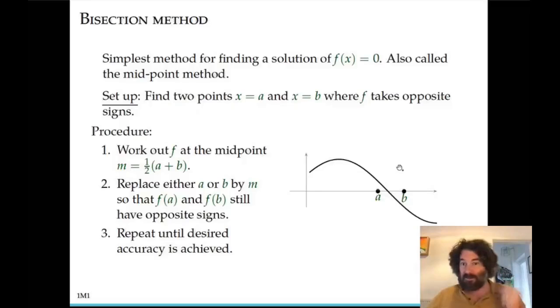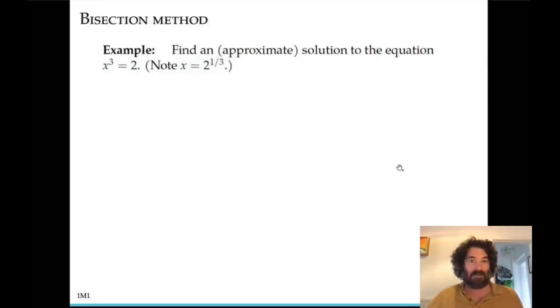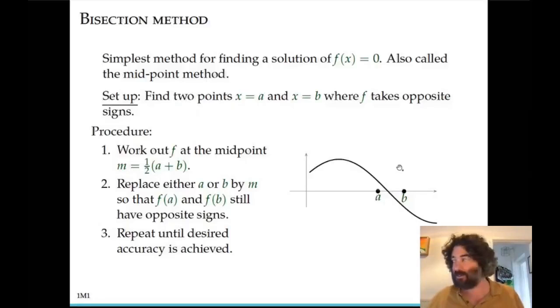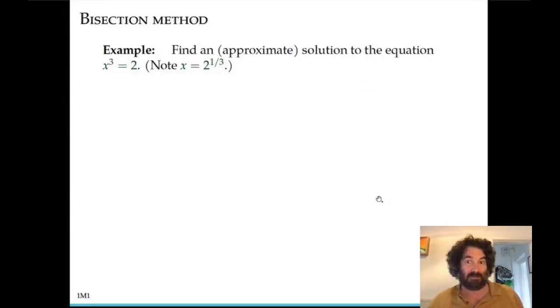And then you just repeat this. So now you have a new a and b. You find the midpoint. You replace either a or b so that you still have a 0 in between a and b. And you just continue until you reach the desired accuracy. And it's very easy to see how accurate it is, because you know that there's got to be a 0 somewhere in your interval here from a to b. And so you just keep squeezing that interval until it's as small as you want it to be.